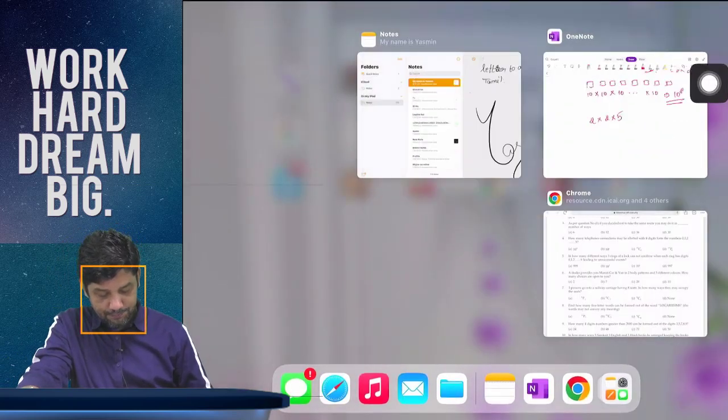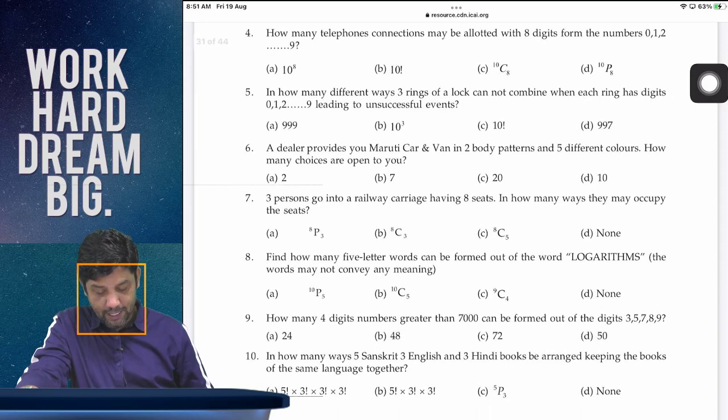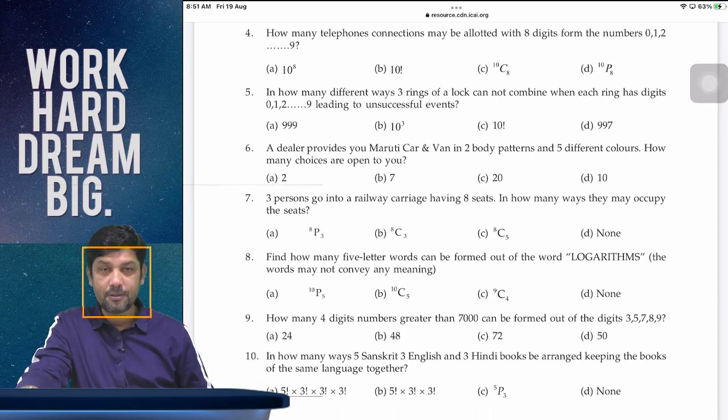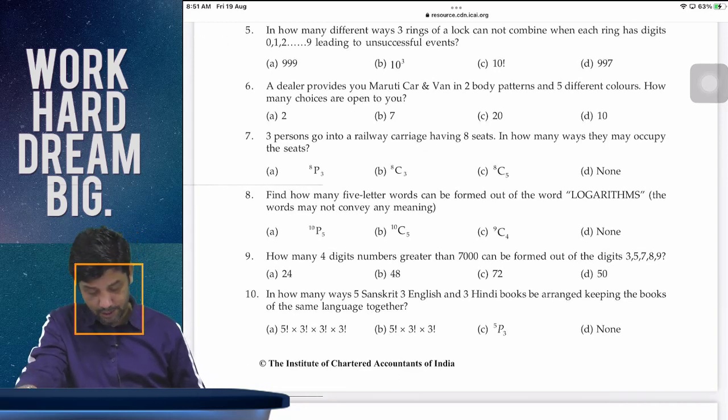Okay, next one. 3 persons go into a railway carriage having 8 seats. In how many ways may they occupy the seats? 8p3. 8p3, that's it. Very good.